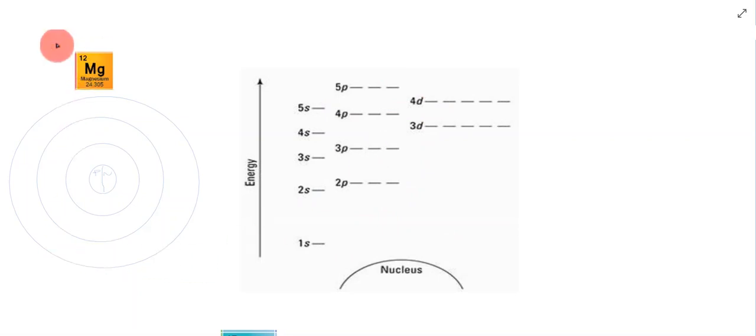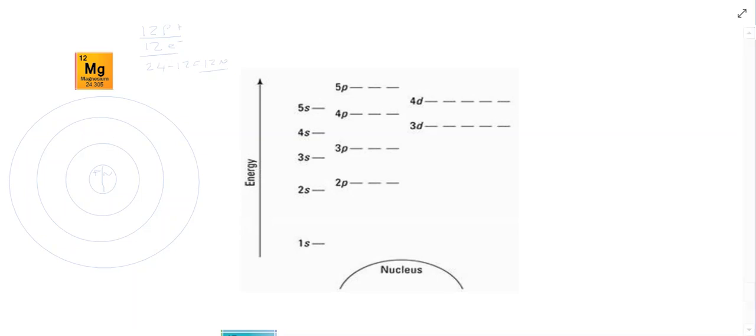So if we take magnesium, for example, we can see here its atomic number is 12. That means it has 12 protons, and if we remember, protons are positively charged. If it has 12 protons, then it has to have 12 electrons, which are negatively charged. We can see its mass is 24, so the number of neutrons is 24 minus 12, which equals 12. So we have 12 protons, which are positively charged, 12 electrons, which are negatively charged, and 12 neutrons, which don't carry any charge.